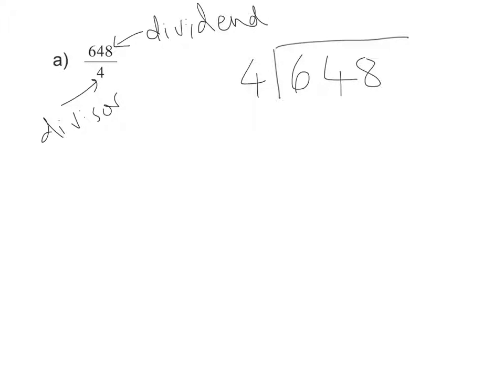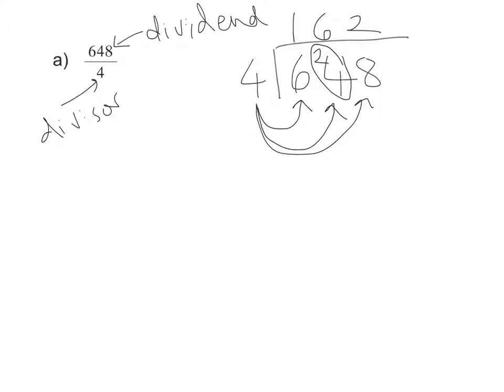So, the first question you want to ask yourself is, how many times does 4 go into 6? 4 goes into 6 once, with a remainder of 2. The next question you want to ask yourself is, how many times does 4 go into 24, which is 6. And next question, how many times does 4 go into 8, which is 2? So your answer, your quotient, is 162. This is your quotient. Remember to be taking notes in your box.